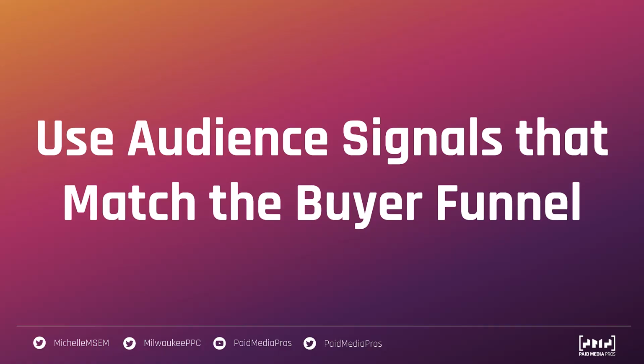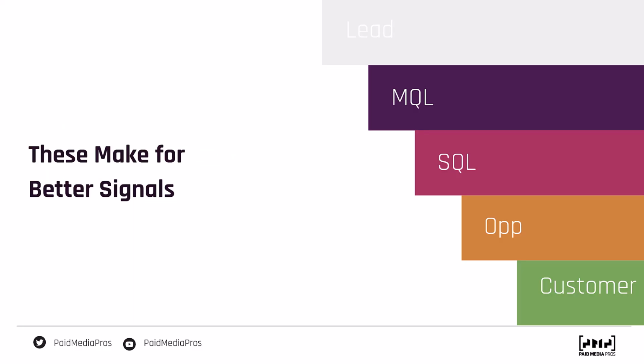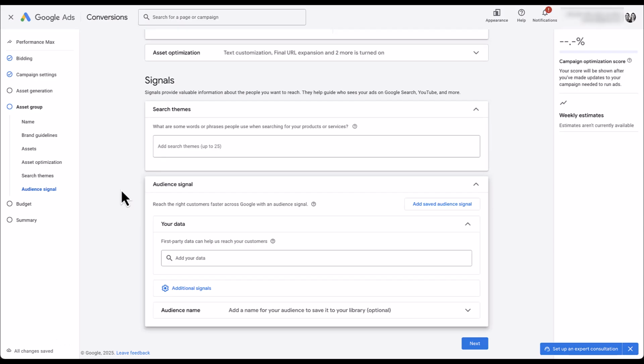We need to use audience signals that match the buyer funnel. All of these MQL, SQL, op, and customer stages can be imported into Google as customer lists and then used as audience signals within a Performance Max campaign. In this example Performance Max campaign in our placeholder account, I've already skipped all the way to the audience signal section right here. And by default, they open up the Your Data section so you can apply your first-party data that can help reach the customers.